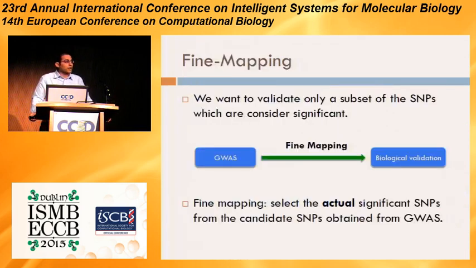So people have tried to define fine mapping methods. The goal of fine mapping is that we want to validate only a subset of variants which are considered significant from a GWAS result in order to find the true causal variant. So you can consider fine mapping as a post-process on GWAS results in order to narrow down your search space on the variants that later on you can go and validate and find the true causal variant.